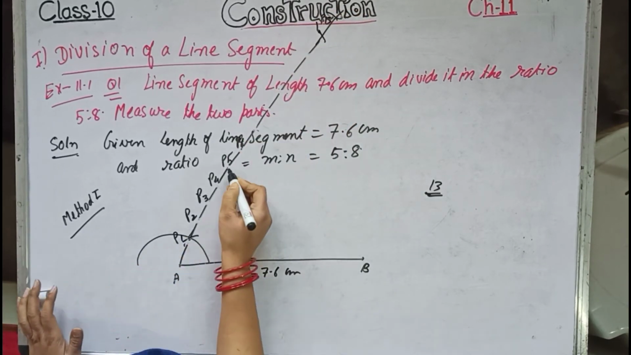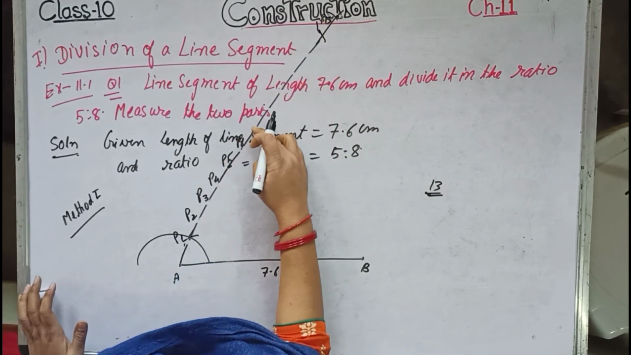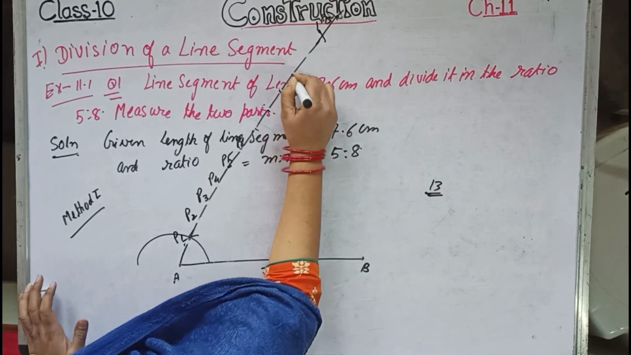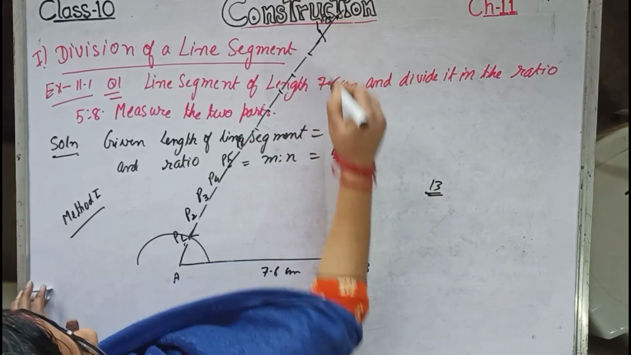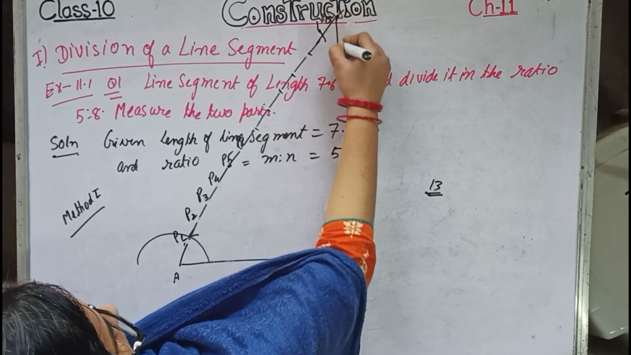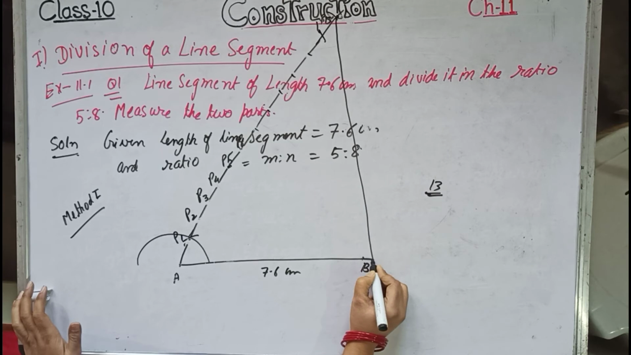Now over here this is the fifth one and this one is the eighth one. After the fifth you will count 1, 2, 3, 4, 5, 6, 7 and 8. So all the numbering you will be giving. Now what you will do is, the last one and the other end point of the line segment, you will join using a scale.